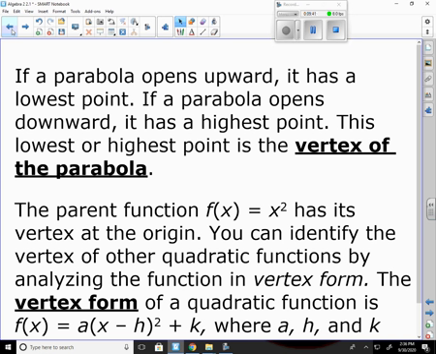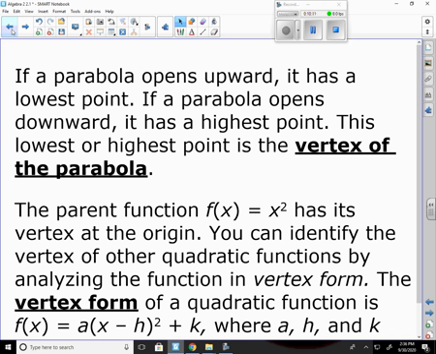Okay, if a parabola opens upward, it has a lowest point. If a parabola opens downward, it has a highest point. This lowest or highest point is the vertex of the parabola. The parent function f of x equals x squared has its vertex at the origin, which is at 0, 0. You can identify the vertex of other quadratic functions by analyzing the function in vertex form.